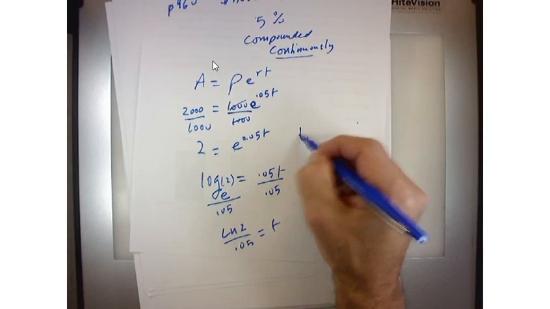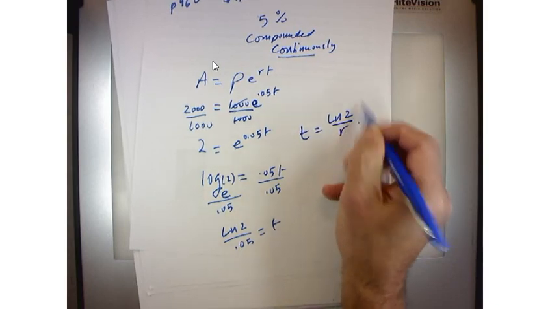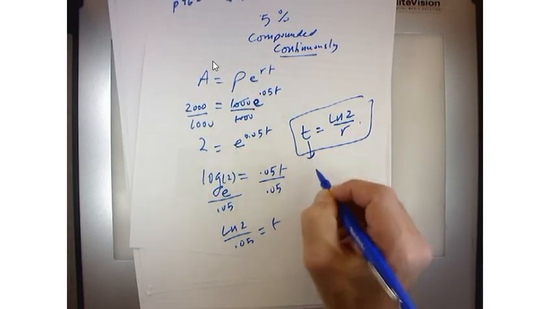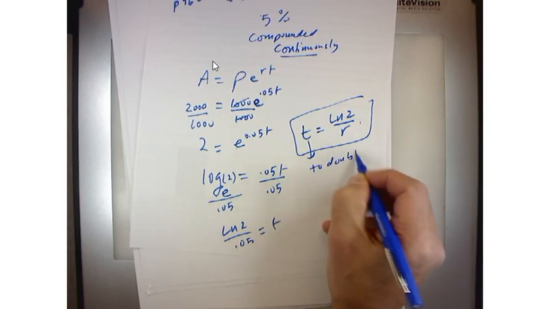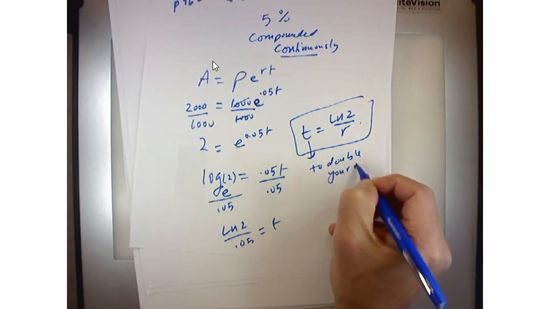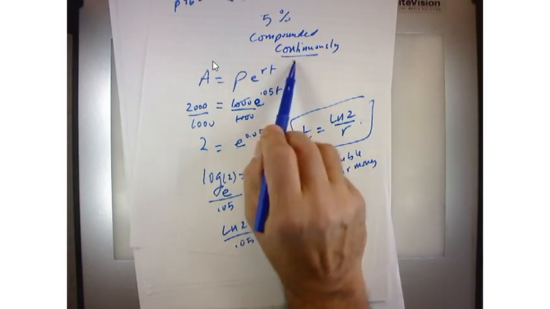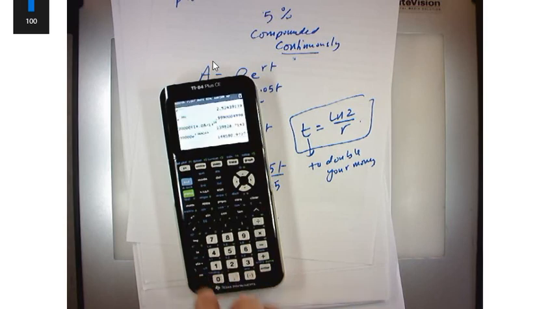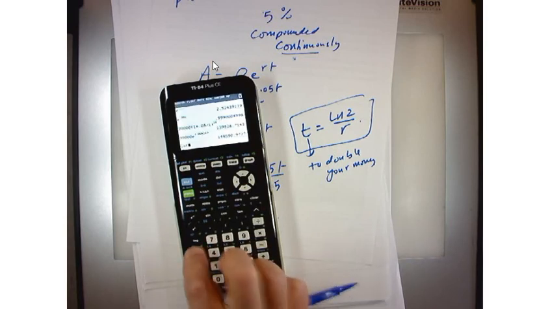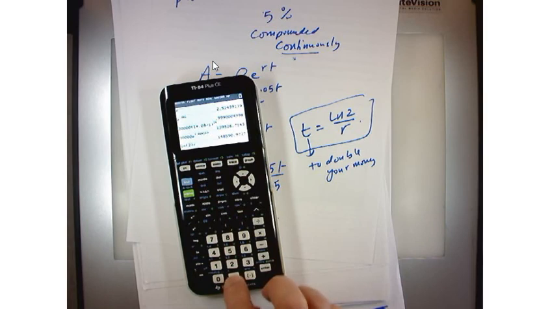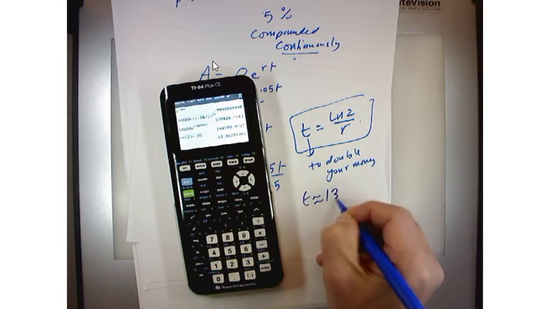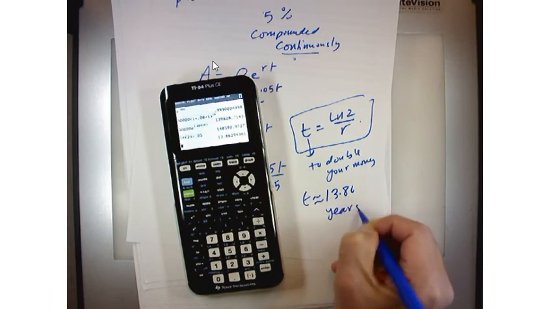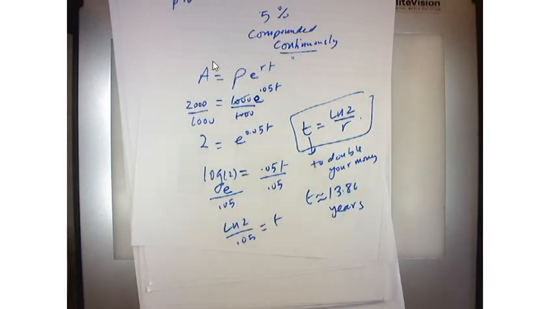So basically you're using the formula ln of 2 over r. You can always use this formula to double your money, as long as interest is continuously compounding. Okay, 2 for doubling and r is the rate. So ln of 2 divided by 0.05, and that's how much time you need to double your money. 13.86 years almost. Okay, and that ends 11.5.